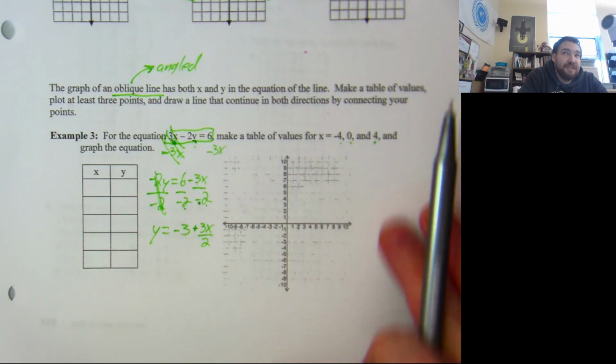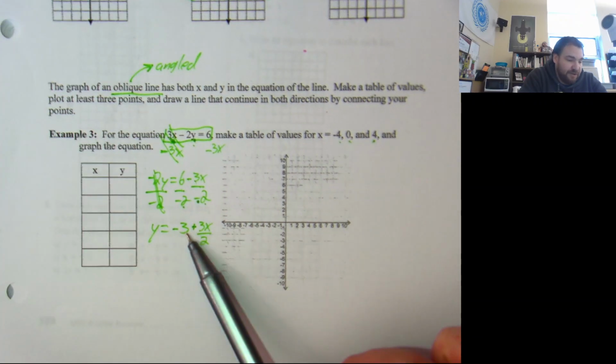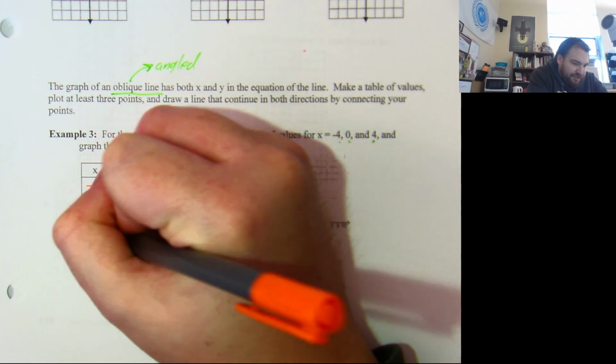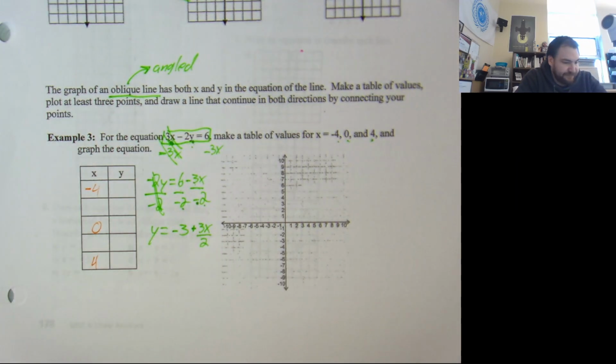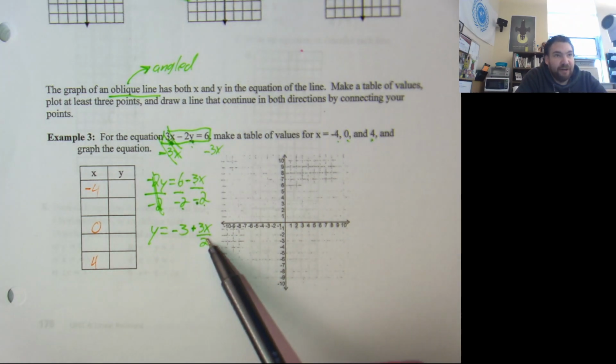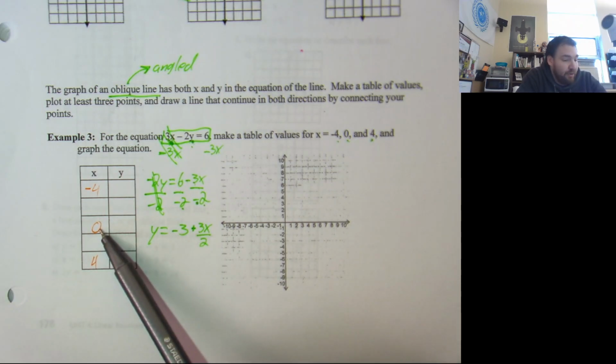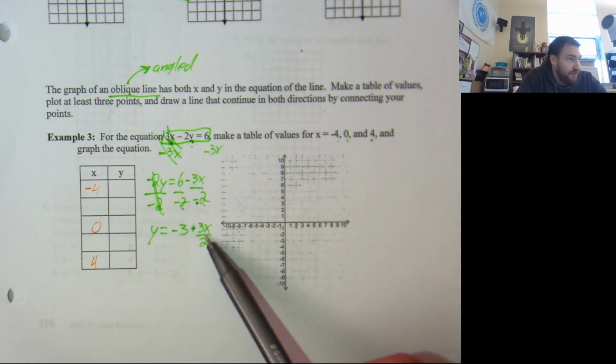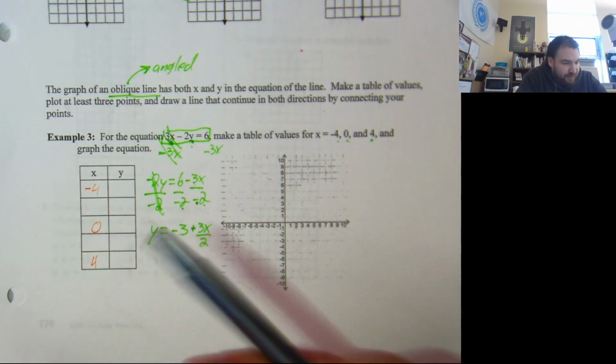What we're going to do now is take these 3 values and plug them into this equation. I'm going to go -4, 0, and 4. What other values would work to put in here? What other smart values could you pick? Evens. Anything even. So the next easiest even after 0 would be -2 and 2. We could plug those in there as well. But the question says -4, 0, and 4, so let's do that.